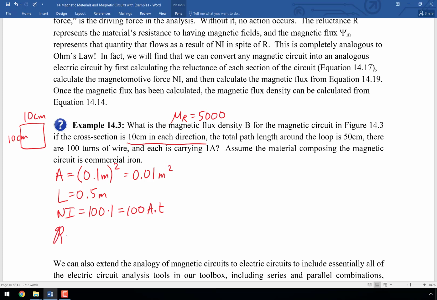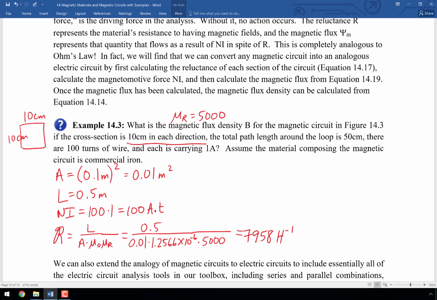And then the reluctance is equal to L divided by the area times mu sub 0 times mu sub r. And this is equal to 0.5 meters divided by 0.01 square meters times, and this is a value that we haven't talked about for a while, 1.2566 times 10 to the minus 6th. And that's the value of mu sub 0. And then we have 5,000 because this is commercial iron. And this gives us 7,958. And the units of reluctance are inverse henries, henries to the minus 1 power.